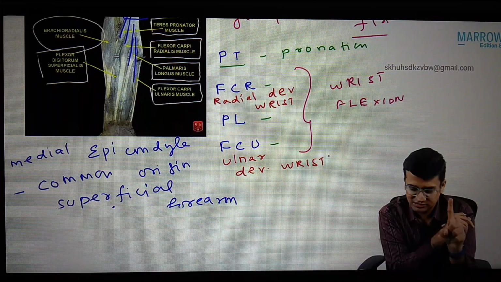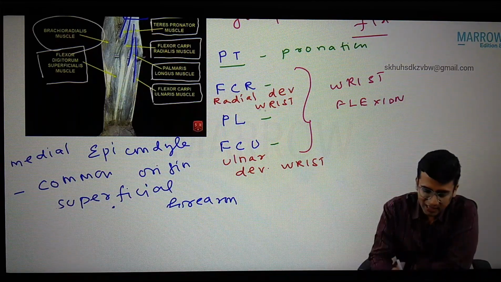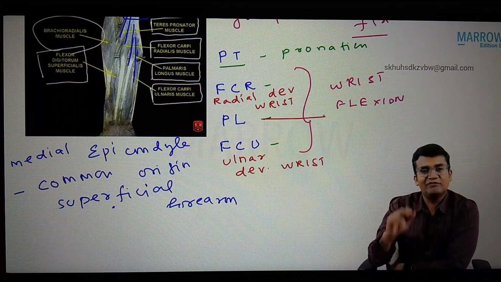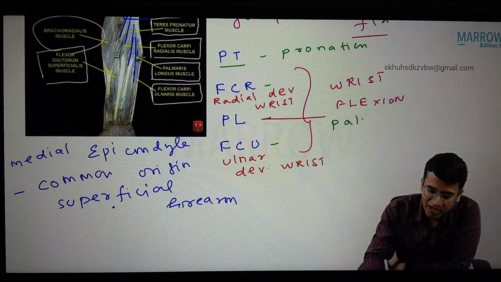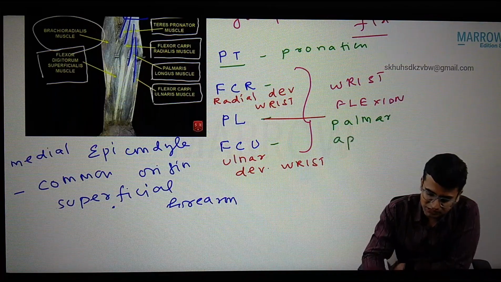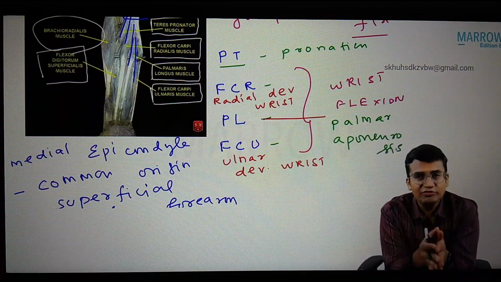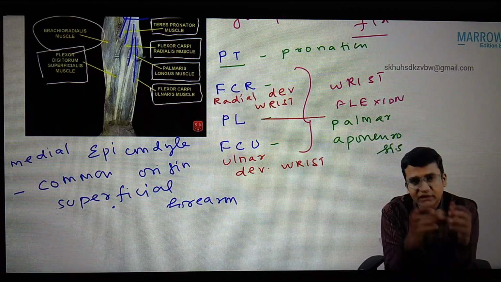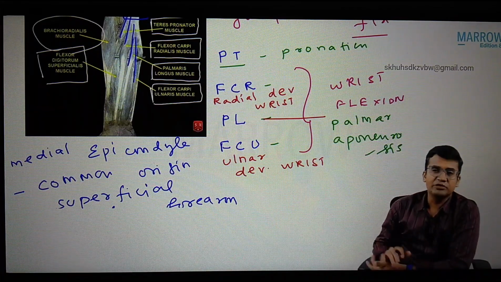Palmaris longus, only 1 action: helping for wrist flexion. Again, the palmaris longus muscle, after reaching the palm, undergoes one modification and forms the palmar aponeurosis. So the tendon of palmaris longus enters the palm and forms the palmar aponeurosis.